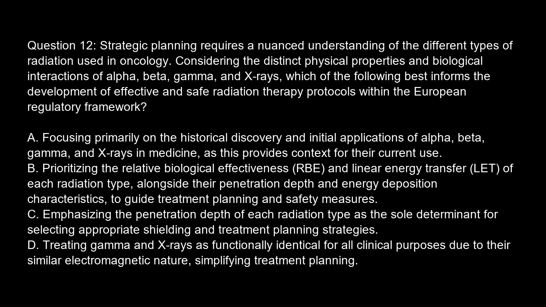Option B. Prioritizing the relative biological effectiveness, RBE, and linear energy transfer, LET, of each radiation type, alongside their penetration depth and energy deposition characteristics to guide treatment planning and safety measures. Option C. Emphasizing the penetration depth of each radiation type as the sole determinant for selecting appropriate shielding and treatment planning strategies. Option D. Treating gamma and X-rays as functionally identical for all clinical purposes due to their similar electromagnetic nature, simplifying treatment planning.